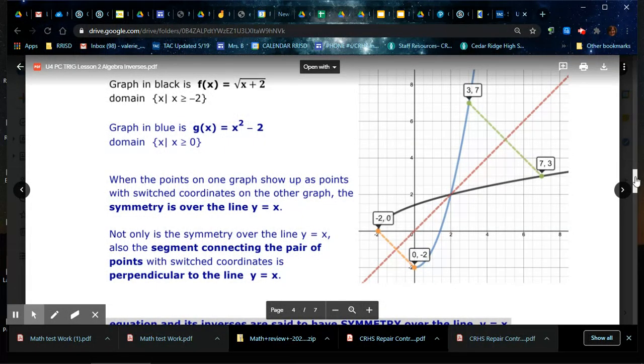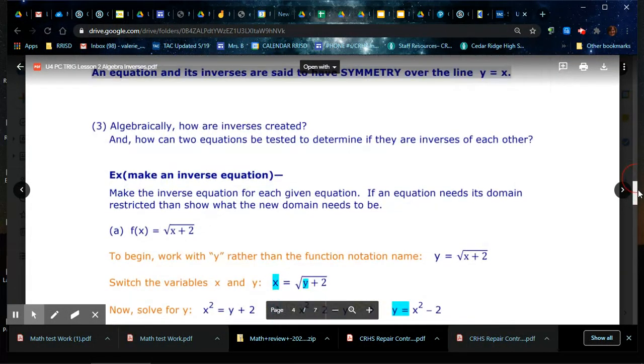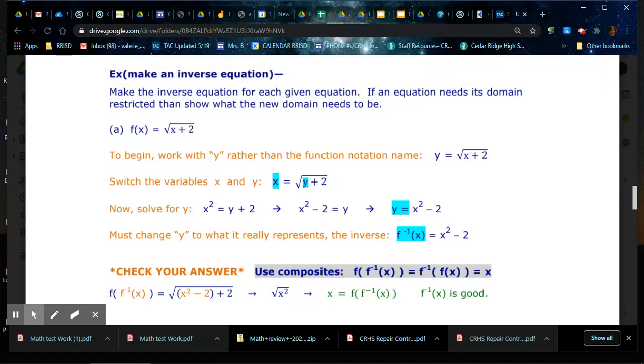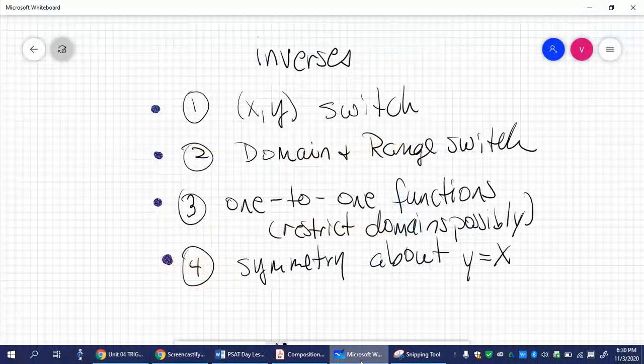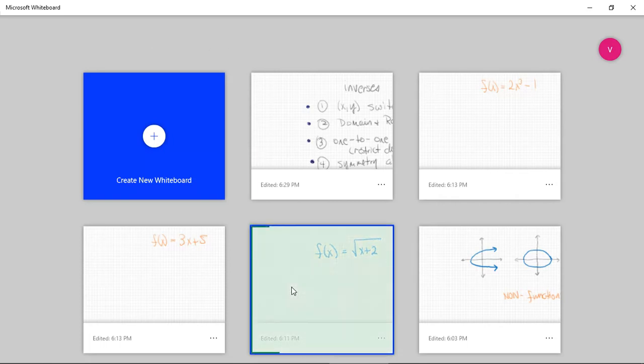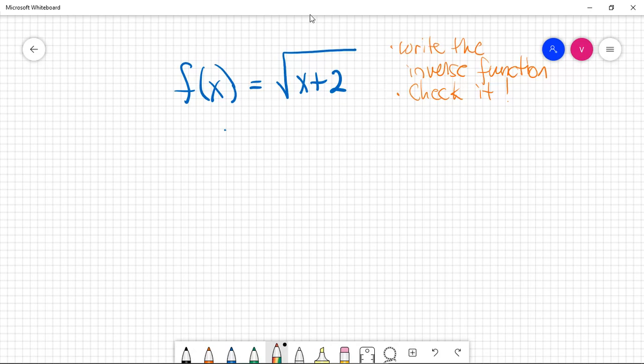So let's go back to our notes. Now I'm going to go back to my writing pad and I'm going to work these examples with you. So let me go back to that again. I'm going to pick the first one, which is this one. We're going to take an algebraic function and write the inverse of that function. So that's what we're doing right now. We're writing the inverse and then we're going to check it.